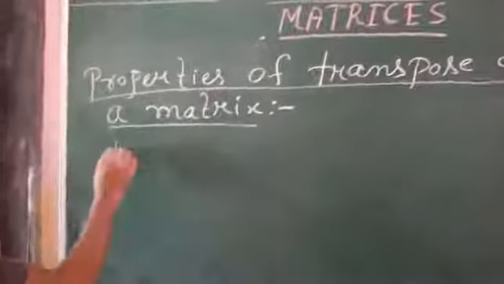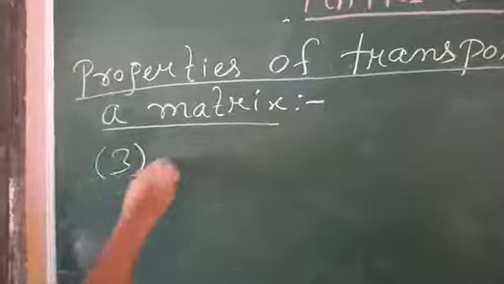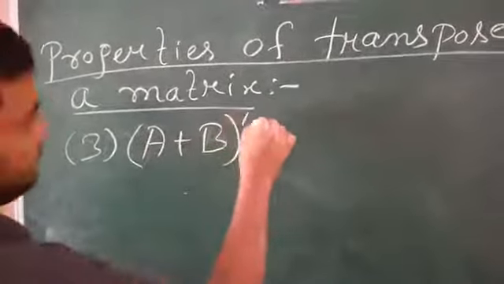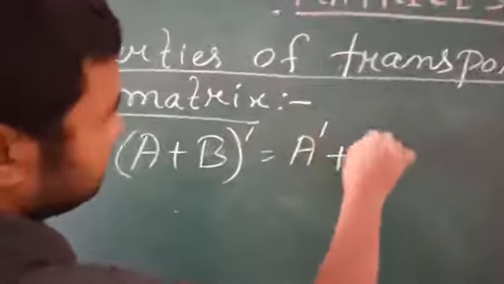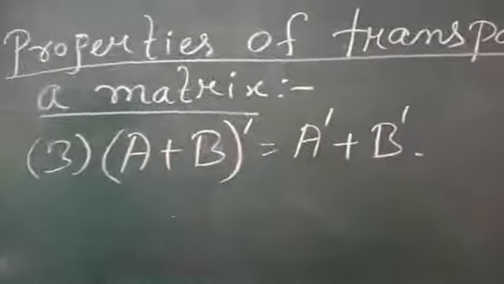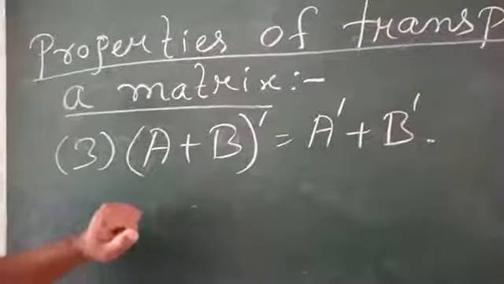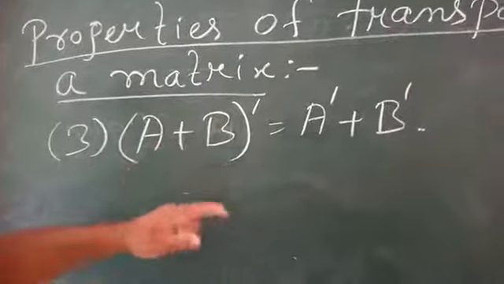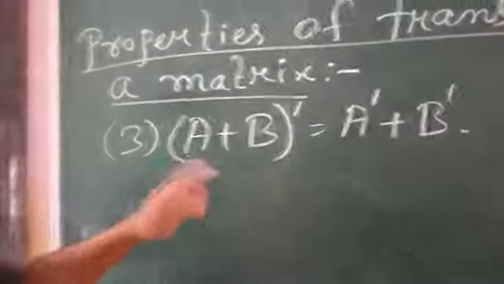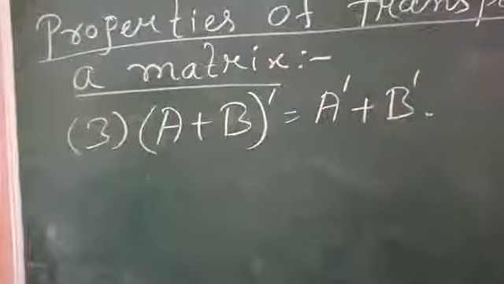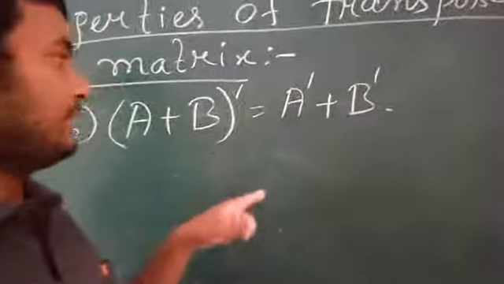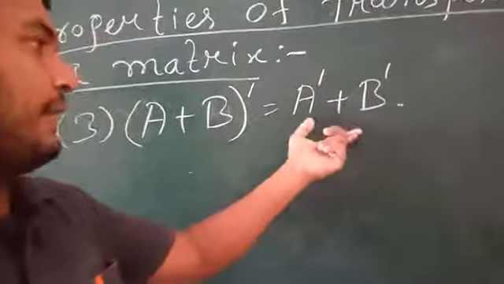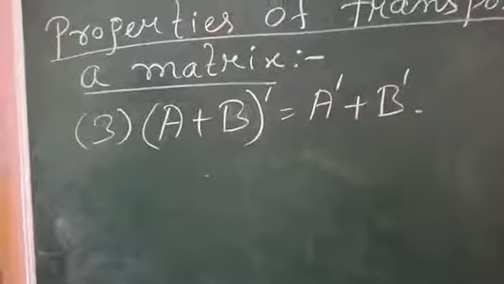Third property is A plus B transpose is always A transpose plus B transpose. This one you can prove and see at home. You can try. You take any two matrices A and B of the same type. That means their orders should be the same. Then you add and find the transpose. Then you find the transpose of A and B individually, and you add. Then you will get these two as equal.